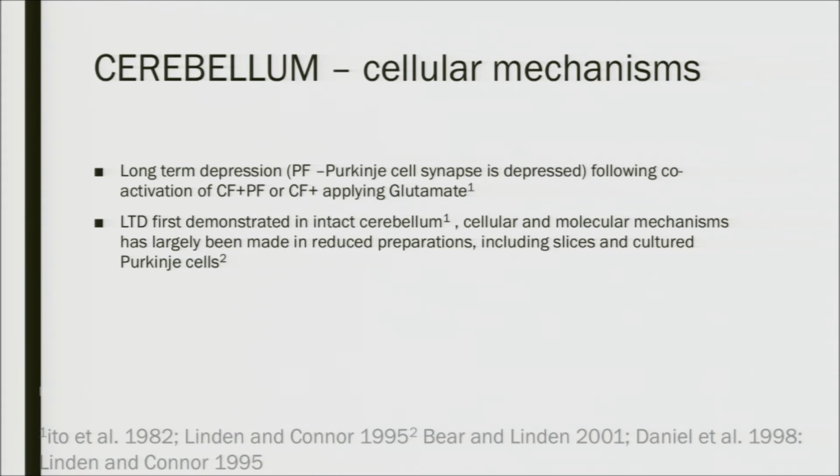How was this experiment conducted? They took a part of the cerebellum and stimulated the climbing fiber Purkinje cell synapse, or they just used the climbing fiber and applied glutamate. All this had started giving rise to motor learning. Now, long-term depression, according to Ito in 1982, was first described in an intact cerebellum, and after that the cellular and molecular mechanisms have been experimented on only in reduced preparation.